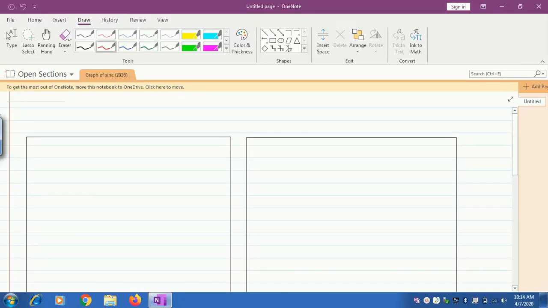Good morning. Today we are going to study the topic graph of sine and cosine function. First we will discuss the sine function, graph of sine function. Okay.